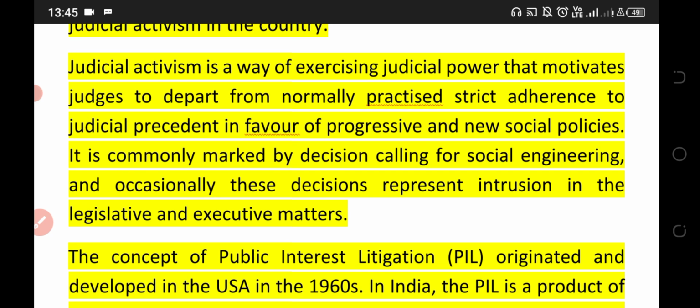Judicial activism is a way of exercising judicial power that motivates judges to depart from the normally practiced strict adherence to judicial precedents in favor of progressive and new social policy. It is commonly marked by decisions calling for social engineering, and occasionally these decisions represent intrusion into legislative and executive matters.